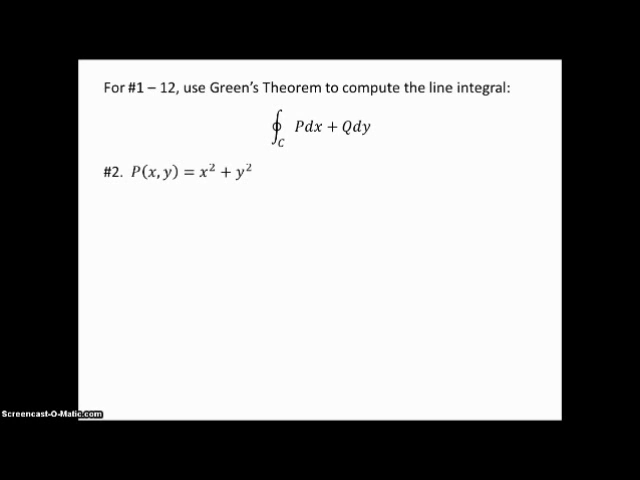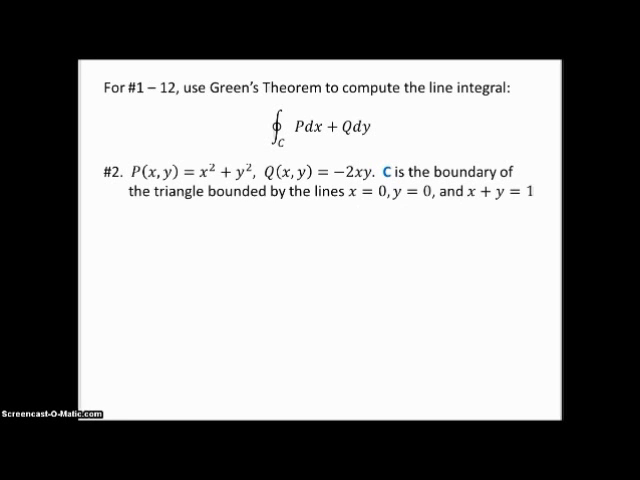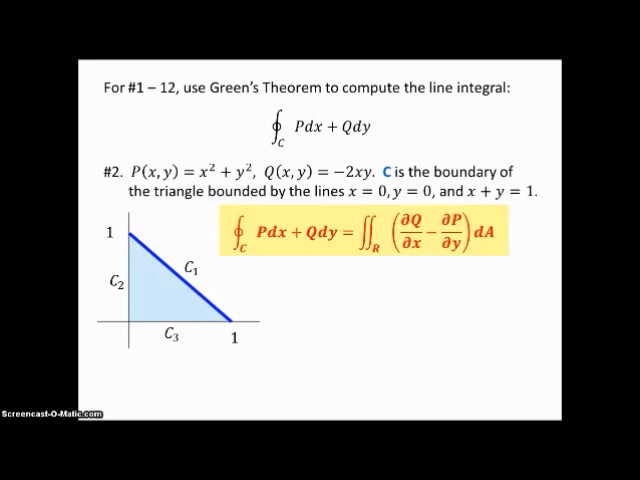Number 2, p is x squared plus y squared, q is negative 2xy, and c is the boundary of the triangle bounded by the lines x equals 0, y equals 0, and x plus y equals 1. So here's the region, and if we did the line integral, we'd have to change the boundary, which is a piecewise smooth curve, into 3 separate curves and do 3 integrals. So instead we're going to use Green's theorem and evaluate it using the double integral on the right there. So we have to compute those partial derivatives.